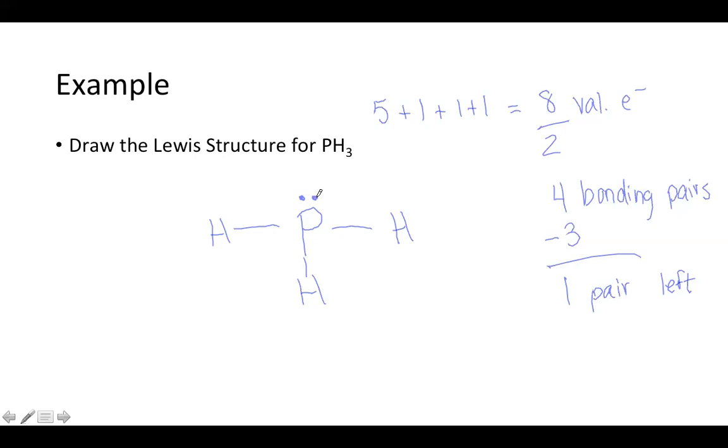So now for our 2 checks, we have drawn in 2, 4, 6, 8 valence electrons, which is how many we should have had, and the hydrogens have satisfied their duets, and this phosphorus, 2, 4, 6, 8, has satisfied the octet. So we are good there.